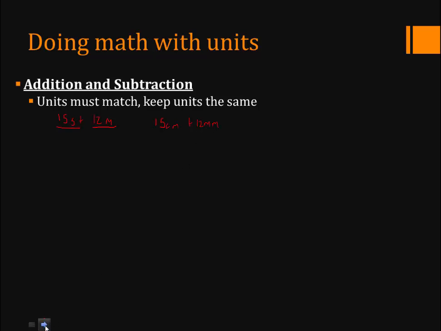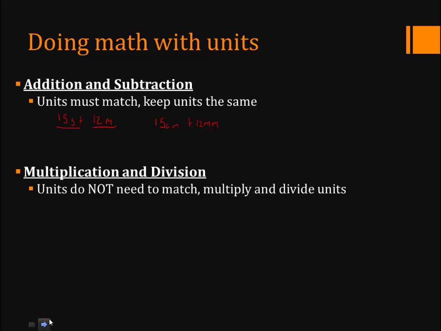However, that same rule is not true for multiplication and division. They do not need to match to multiply and divide units. And when we multiply and divide units, we end up with these things that are called derived units. And we call them derived because they're made from the base units. So if you have speed, it's actually a distance divided by a time. Its unit is meters per second.